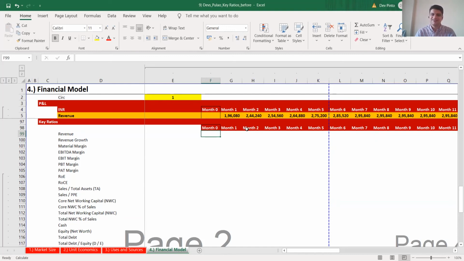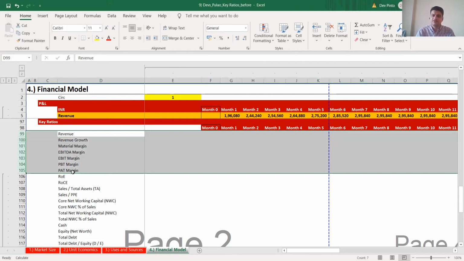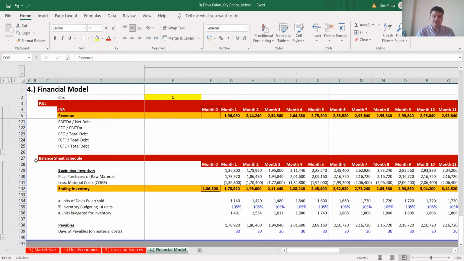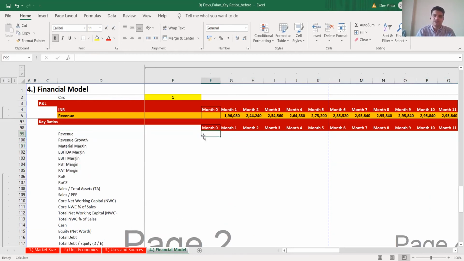Hey guys, Dev here. So in this last video, we're going to cover some of the key ratios that we typically analyze whenever we look at a business, whenever we look at the three statements of the business and how they've been performing, right? So I added a few rows and metrics here from the previous file. So don't be worried if you see the entire row numbering of everything going down from there. So let's start with revenue, right?